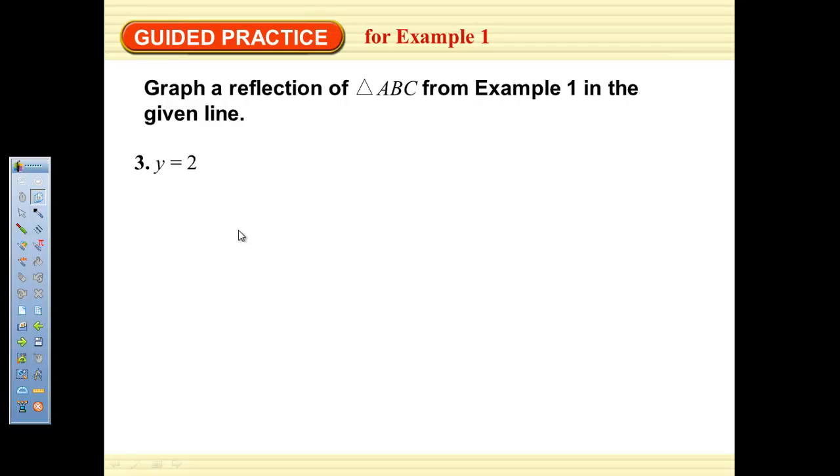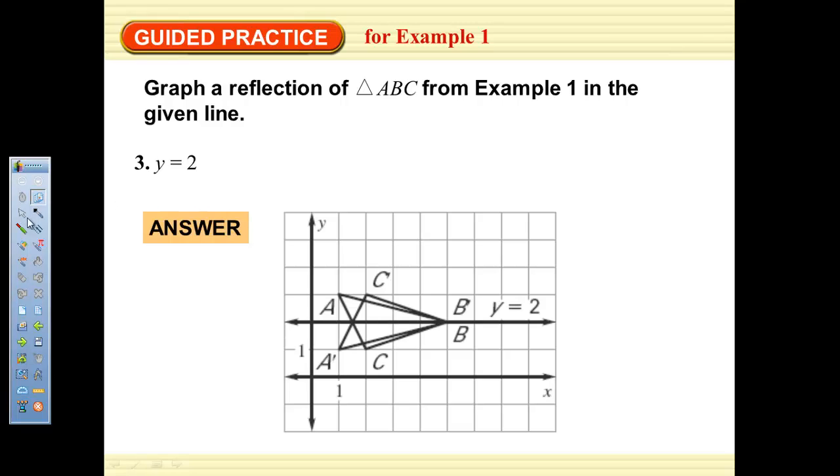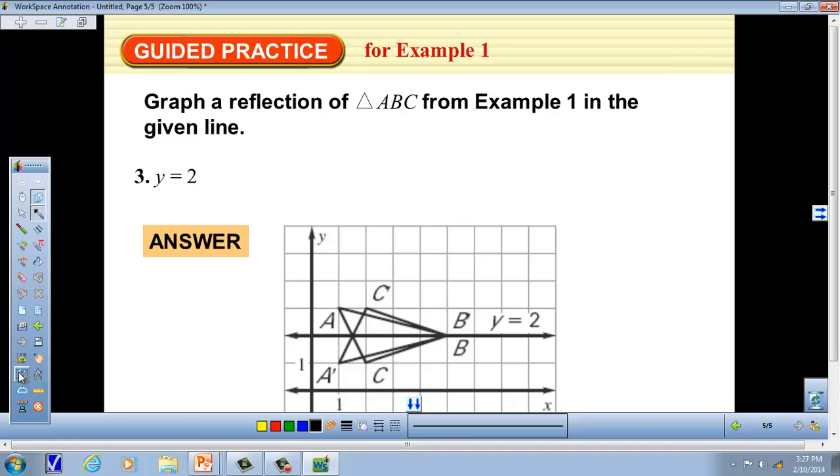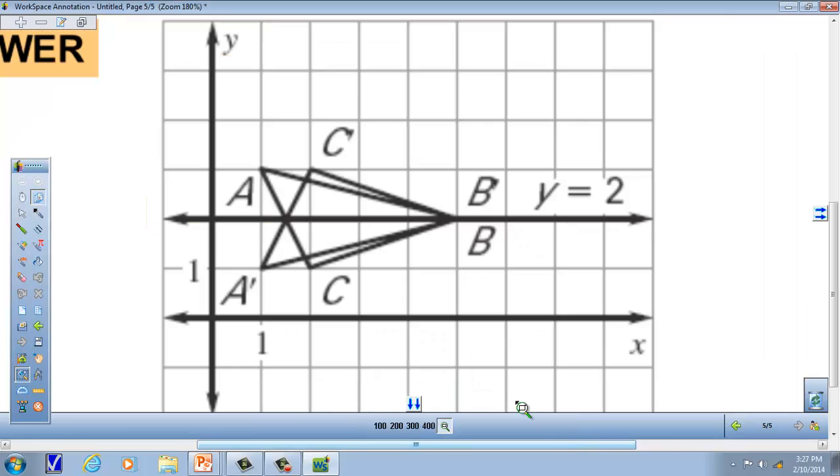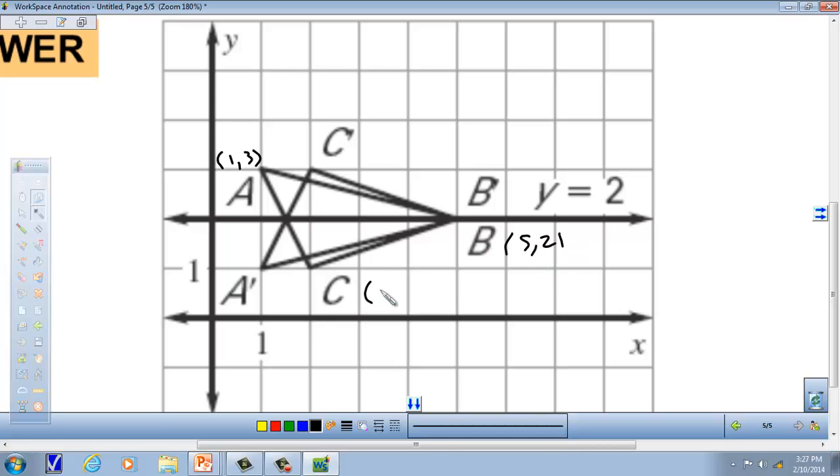Nope, one more. Let's try y equals 2. So for y equals 2, if you notice for this one, let me zoom in. I want to make sure we're on top of this, understand this completely. So again, we've got A, which is at 1, 3. We've got B at 5, 2. And C at 2, 1. And we're going through the line y equals 2.